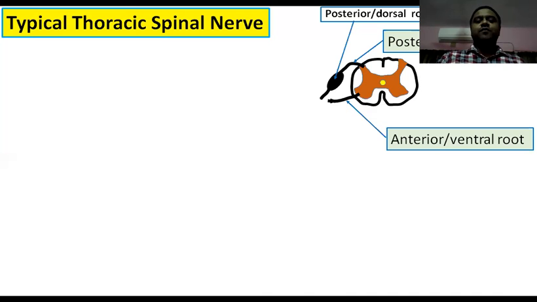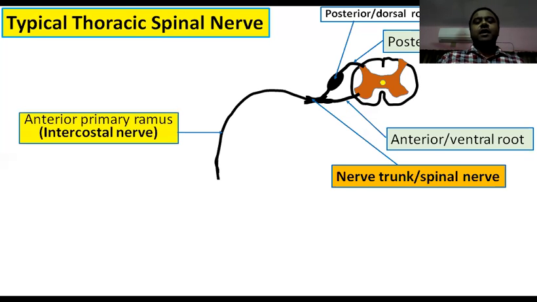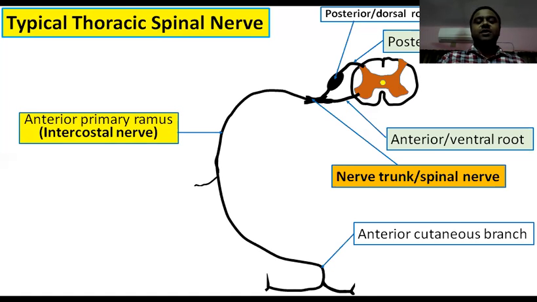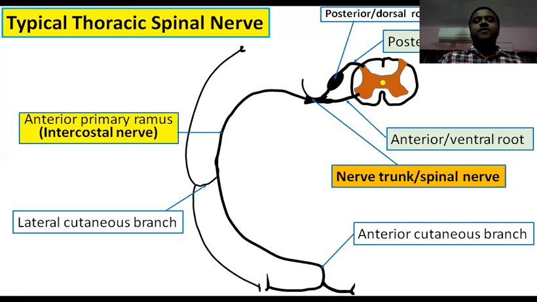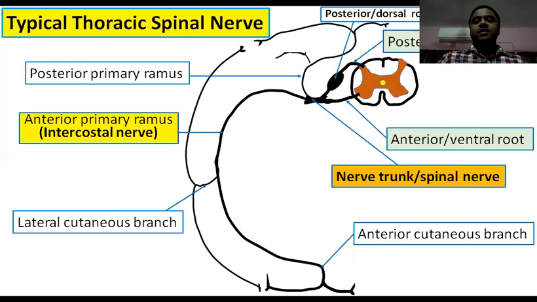And these two roots fuse to form a nerve trunk, or the spinal nerve. And this spinal nerve now divides into two rami. One is the ventral ramus, and that ventral ramus again divides into the anterior cutaneous branch and the lateral cutaneous branch. And the dorsal ramus divides into lateral and medial branches. So this is the nerve trunk, it is the spinal nerve. That spinal nerve has three parts: one is the root, another one is the trunk, and the last one is the ramus.